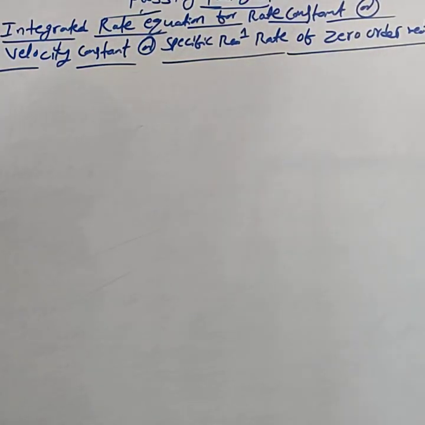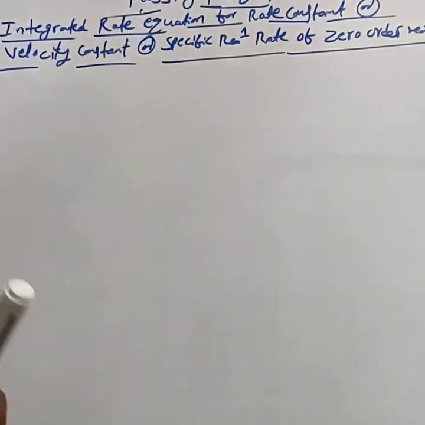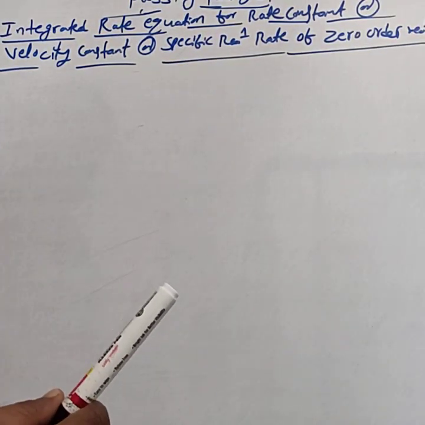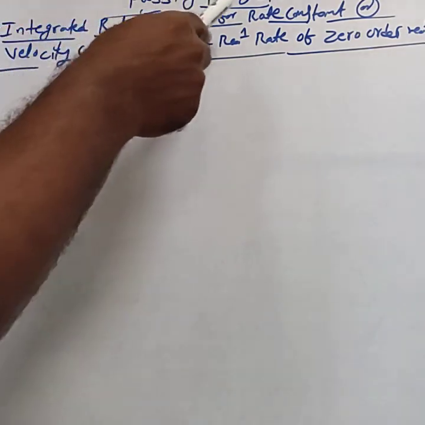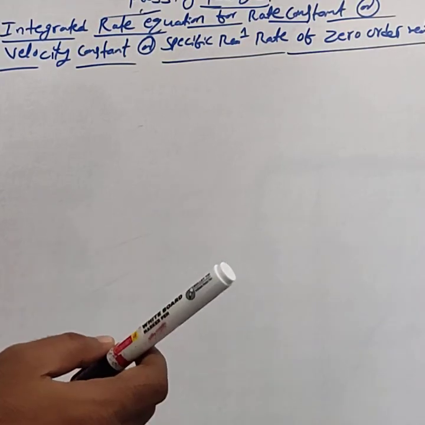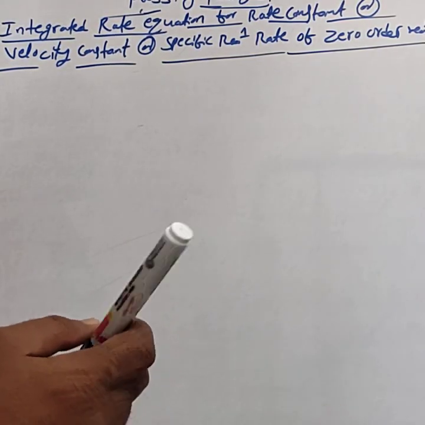Hello students, in this class we consider the next most important question for your board exam, that is integrated rate equations. Integrated rate equation for rate constant. Rate constant is also called velocity constant or specific reaction rate, for zero order reaction and for first order reaction. Out of these two, they can ask any one question for 3 marks.